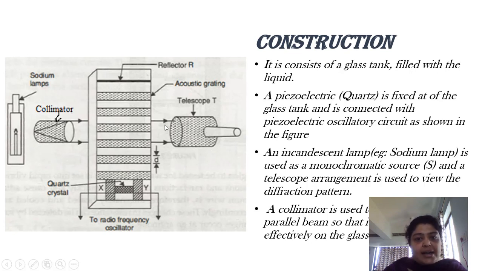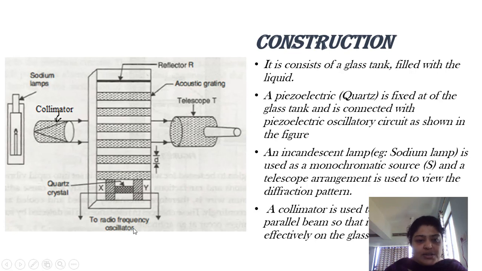On the other hand, you have a telescope wherein you can see the pattern created here. On the top of this liquid column, we have a reflector. You can say it is just the covering on the top so that the ultrasonic waves are not exposed to infinity. Then what else is there? On the bottom, exactly opposite to the reflector, there is a quartz crystal which is connected to the oscillator.